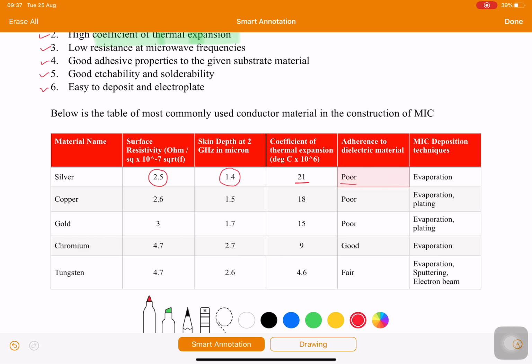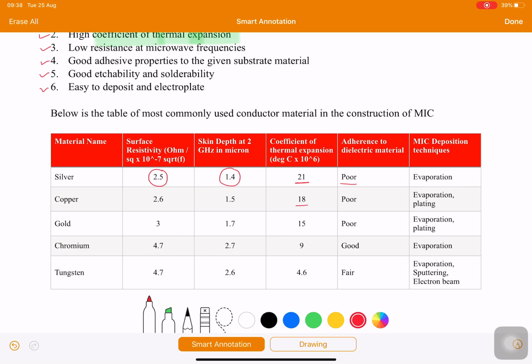Okay, and the deposition technique when it is used with the silver material is mentioned, that is the evaporation technique. We can deposit the silver material, right? Now next is a copper material. More or less the surface resistivity of copper and silver are similar. And here the thermal coefficient of expansion for copper is lesser than that of silver, right?